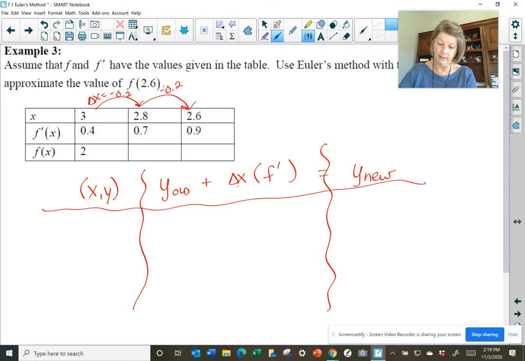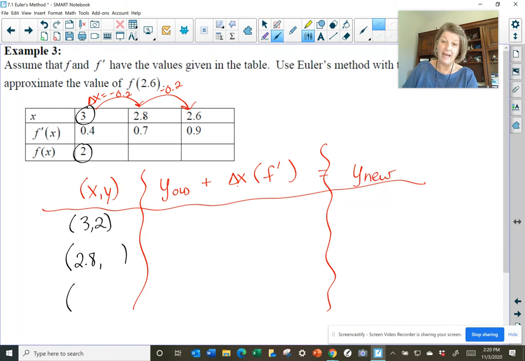Kind of draw a table there. To lead us off, I have the ordered pair (3, 2). That's my starter value. Then my next x value is going to be coming in at 2.8, and my last one, I'm going to stop when I get to 2.6. My change in x, because I do need to know that up here, was negative 0.2.